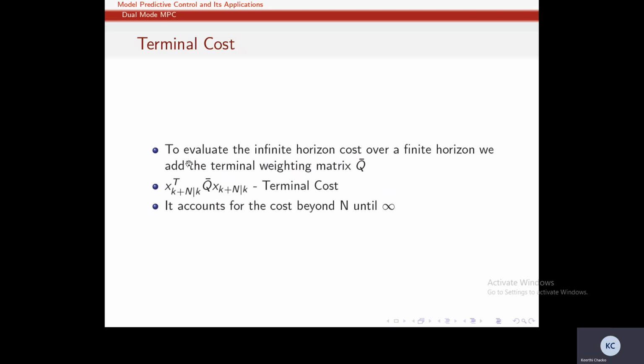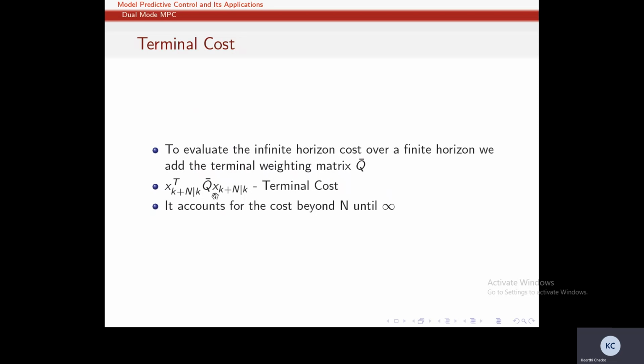Now this is what I mentioned earlier, a terminal cost. To evaluate the infinite horizon cost over a finite horizon, we add a terminal weighting matrix. For the terminal state, the k plus n-th state, given we are at the k-th instant, we predict the k plus n-th instant and multiply it with the terminal cost Q bar, and this terminal cost is added to the optimization cost. It will account for the cost beyond n until infinity. We will discuss how we calculate the terminal cost in the later slides.